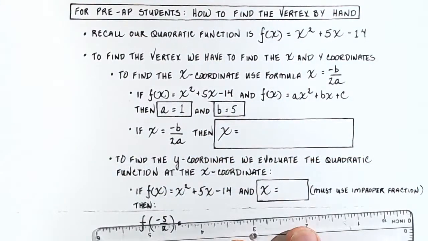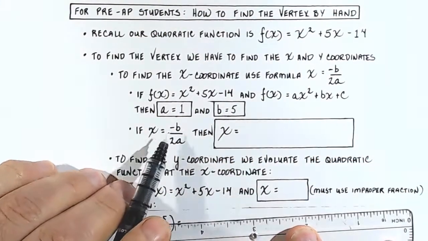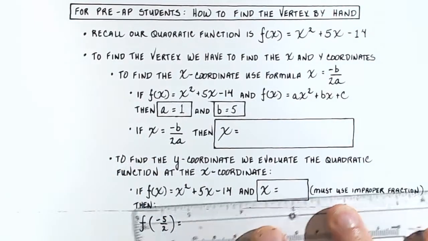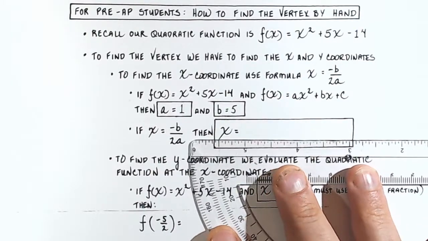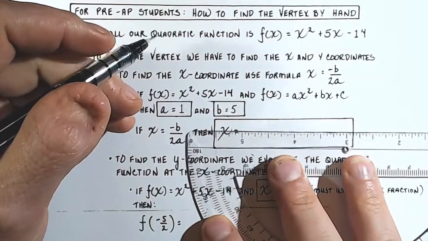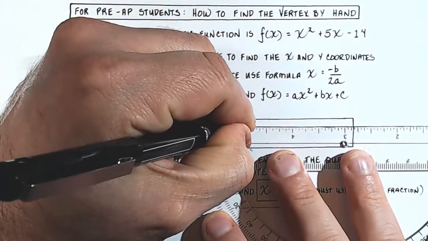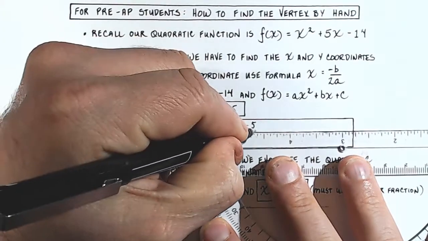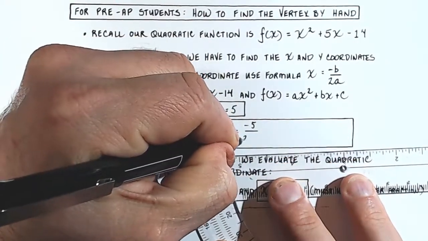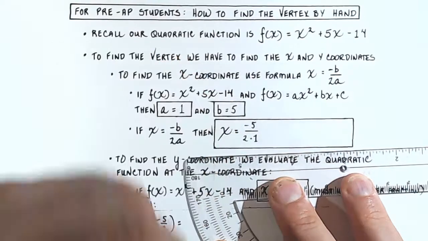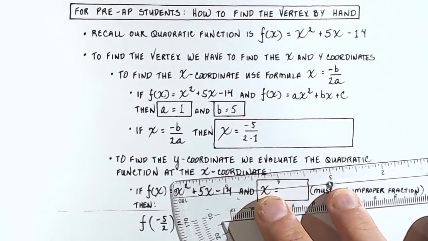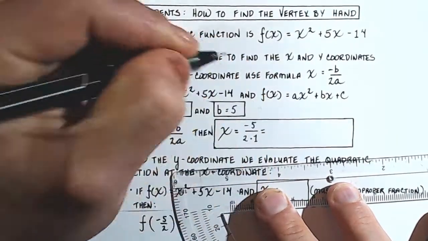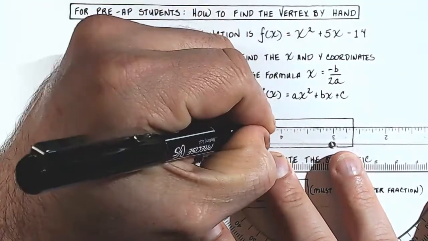So now that we know those two letter values, we can plug them into this little formula here, x equals negative b over 2a, and say x equals, and now we're just going to plug in negative 5 over 2 times 1. Okay, make sure you write that down there. So we can simplify this a little bit. We have negative 5 over 2.